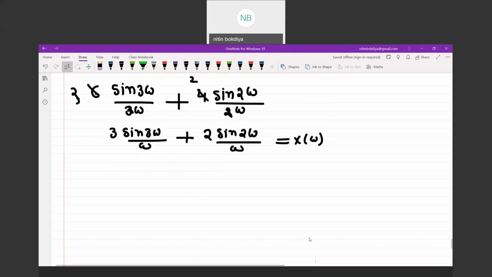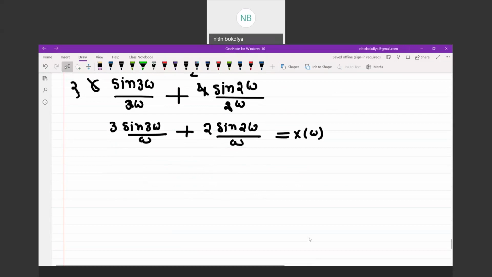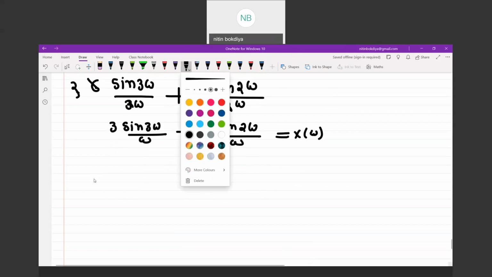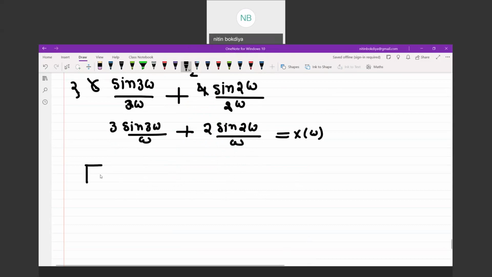Now let's take a few more examples to find the Fourier transform. Suppose I am interested in the Fourier transform of e to the power 3t u of minus t plus 2. You will use more than one property in that. So how will we proceed for this question?